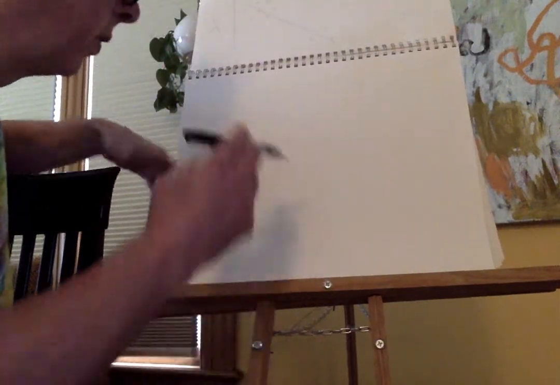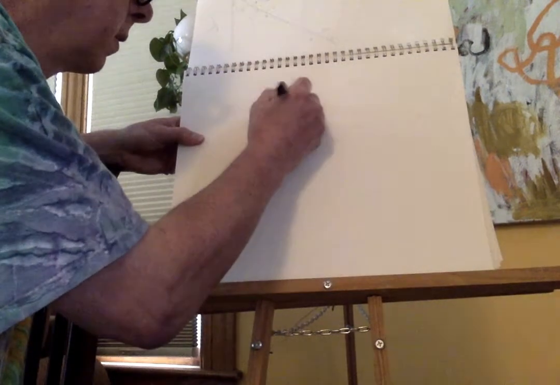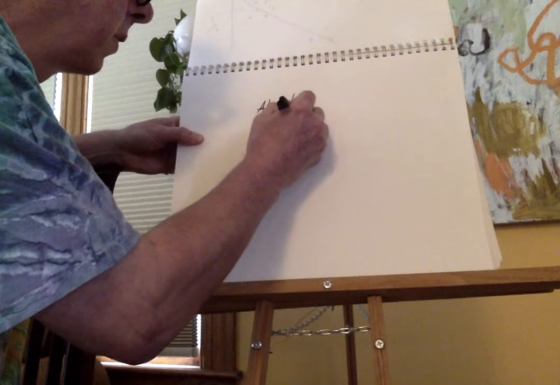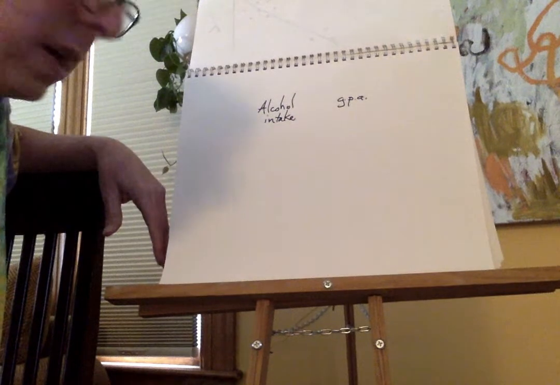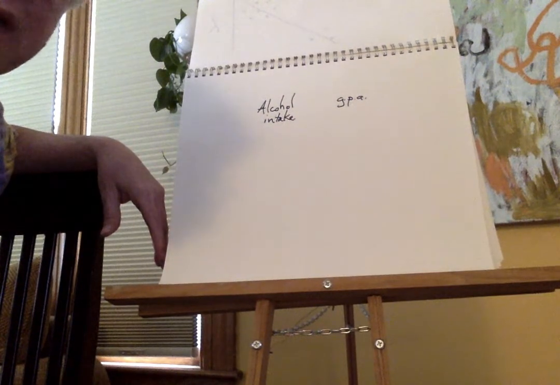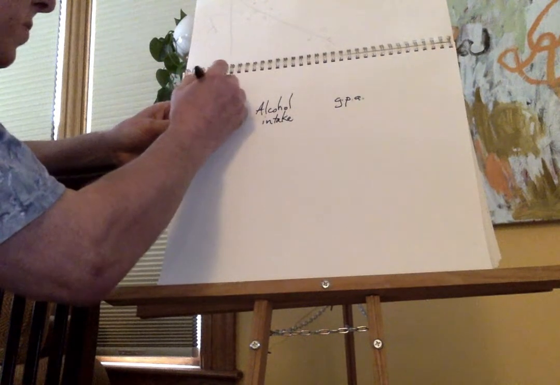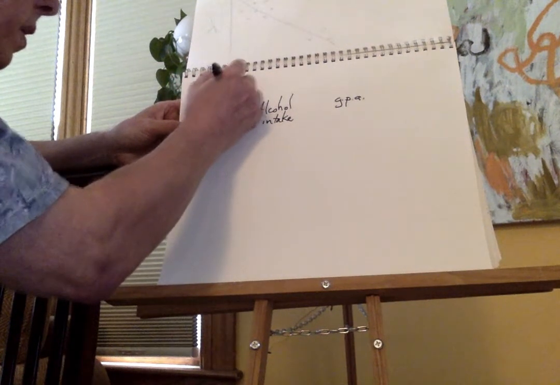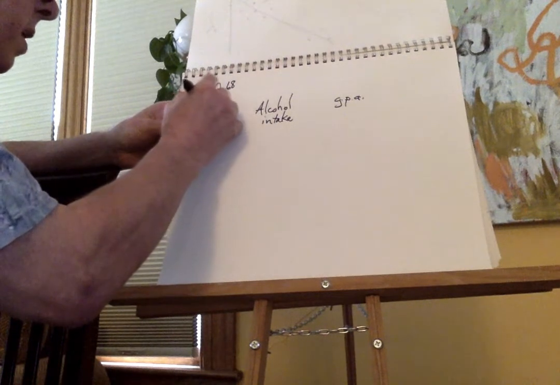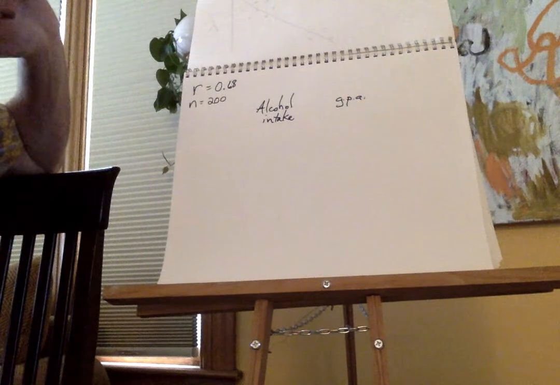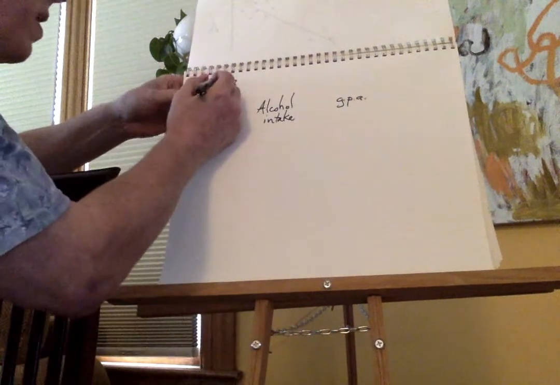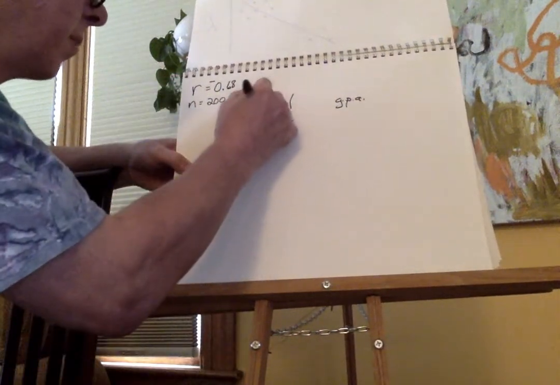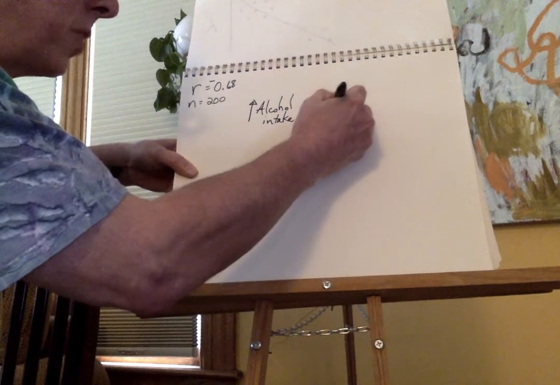So let's go back. I want to use the example of the alcohol intake. Alcohol intake and GPA, okay? Let's suppose that we had a very strong negative correlation, okay? Let's say that our Pearson's R value is 0.68 and we had 200 people fill out the survey, okay? So this is statistically significant. And we have a negative correlation. What does that mean? The more alcohol you take, the lower your GPA, okay?